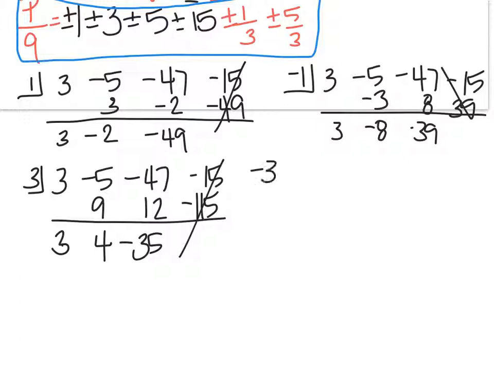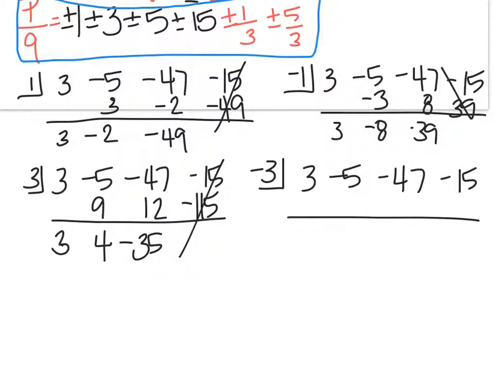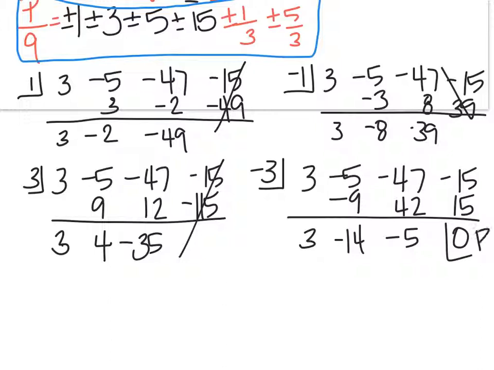So I'm going to try negative 3. I have 3, negative 5, negative 47, negative 15. Drop down the 3, that gives me negative 9, so this is negative 14. Negative 3 times negative 14 is 42, so that gives me negative 5, and negative 3 times negative 5 is 15, and negative 15 plus positive 15 is 0. So that's my remainder. That tells me that x equals negative 3 is one of my solutions.